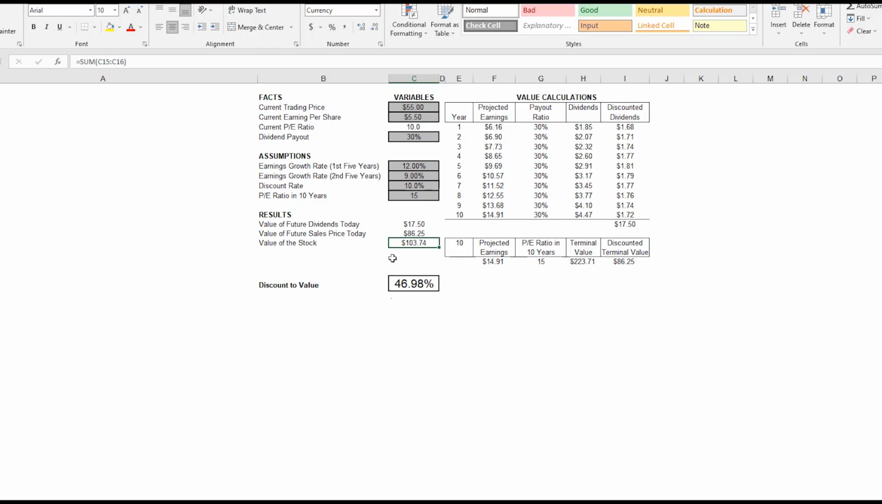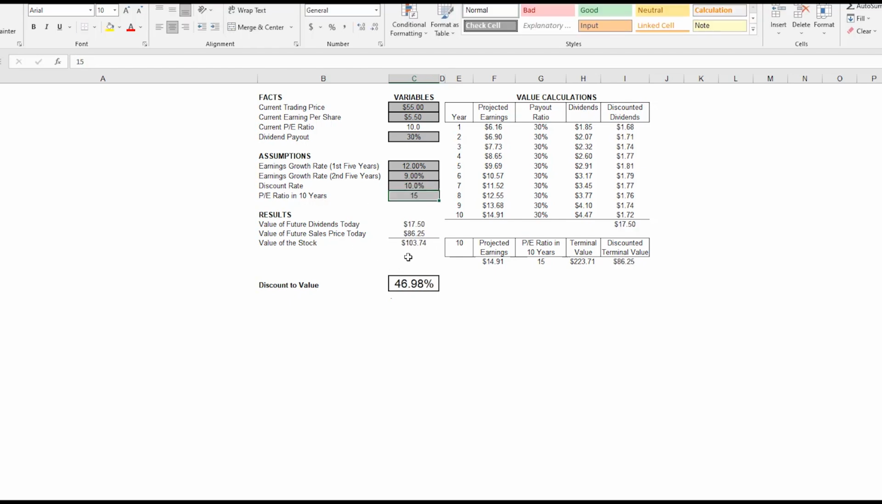What happens if the Fed raises interest rates by 1%? Instead of using a discount rate of 10, let's say you're going to use 11. The value of your stock goes from 104 to 95, about 10%. Not a big deal. Now, let's go back to 10% again.